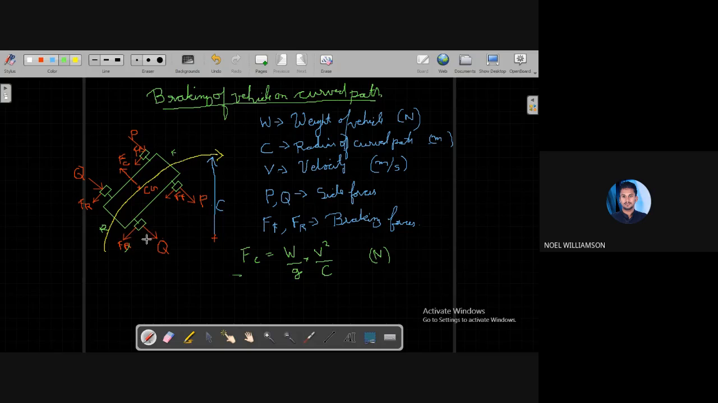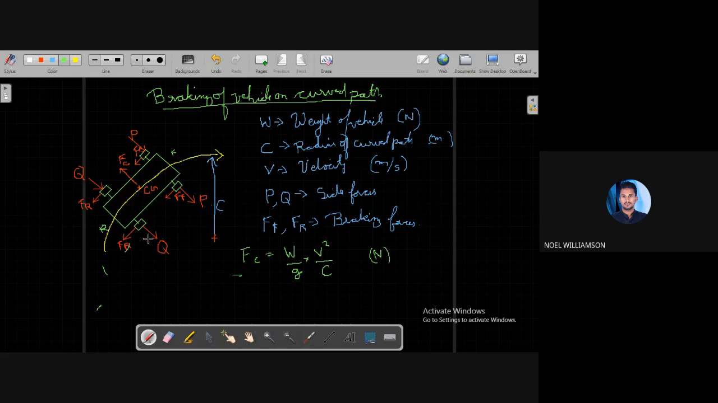So there are two components in the friction, that is FR and Q. At the tire surface, two components of the friction will be acting. The main friction force, that is the braking forces FF and FR, are responsible to decelerate the vehicle. Using these braking forces, the vehicle is stopping or decreasing its speed.